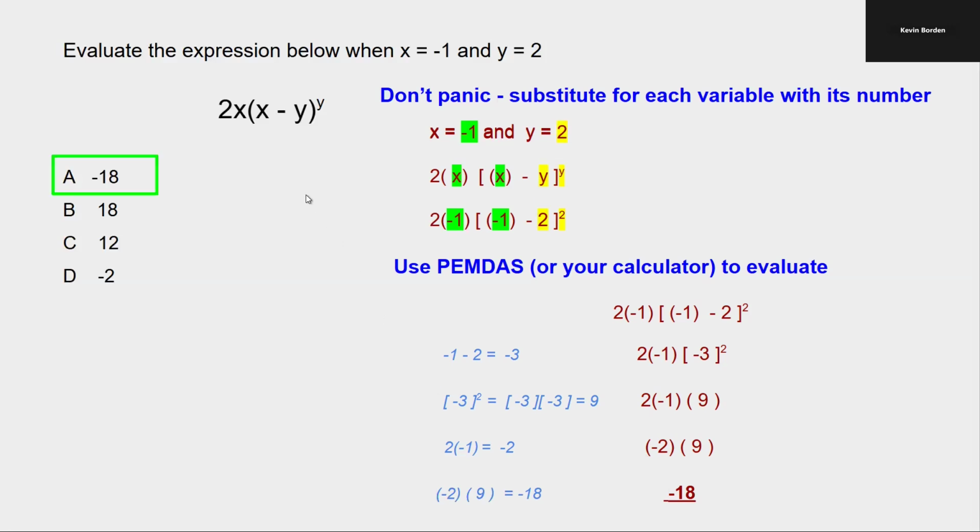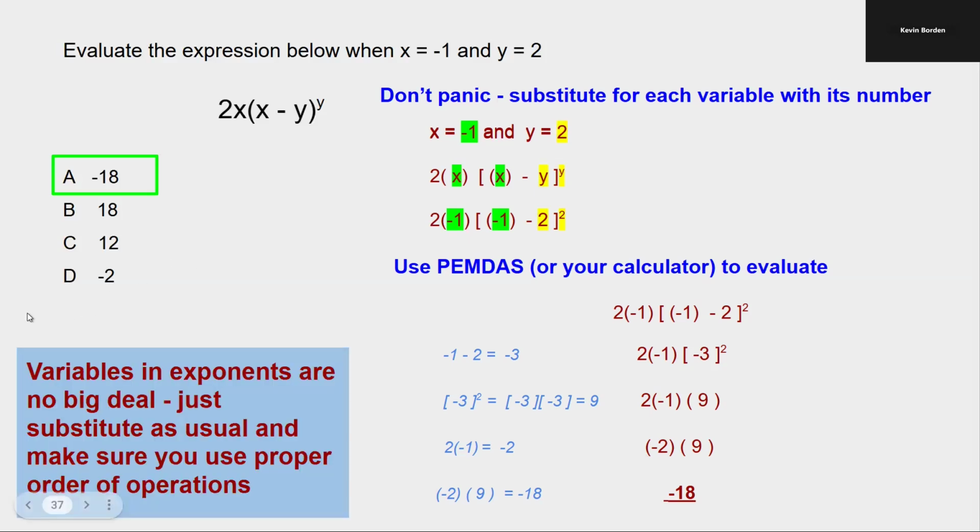Answer A, -18. So the key takeaway from this short video is that variables and exponents are really no big deal. Just substitute as usual and then make sure that you follow the proper order of operations. That may be the more difficult part of a problem like this. Do not let the variable in the exponent throw you off.